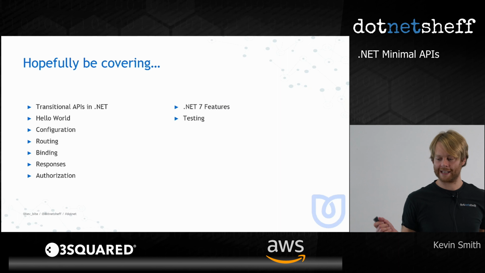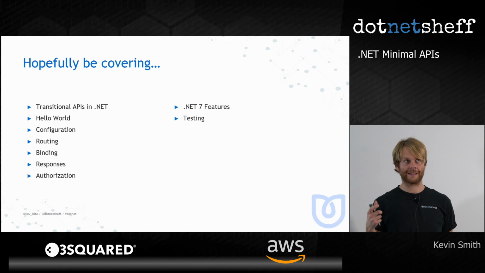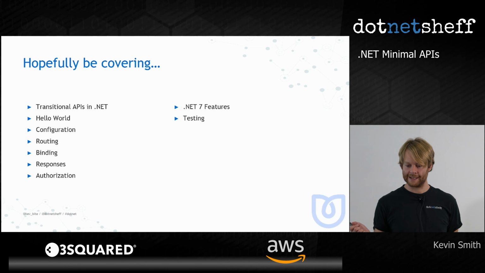So tonight we're going to cover the normal traditional APIs and what they involve. A hello world application in minimal APIs. We're going to go into the configuration of it and how you can configure the web application builder. We'll go into routing and how you route different requests in and deal with all those routing concerns. We'll go into how we can bind typed models from our request, and then how we can put typed responses back out as JSON. And then we'll go on a bit about authorization, and then the new .NET 7 features, and then a bit on testing as well to cover it off.